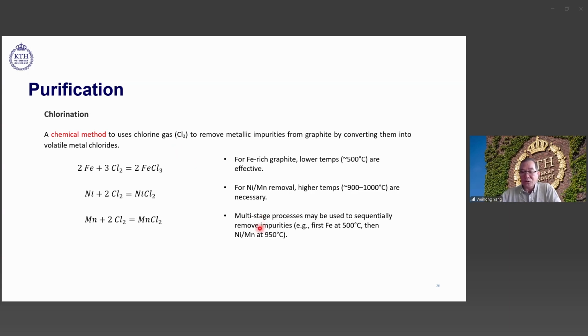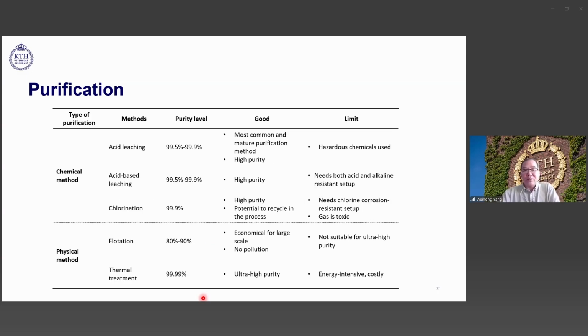Unfortunately, for the purification, to get a high quality graphite for battery applications, we always need multiple stages combined together. Also, we need all the technology here. As I said, it's quite tough to say which one is good and which one is bad. It depends on which materials you have and which process you prefer. Now you can see the chemical methods.